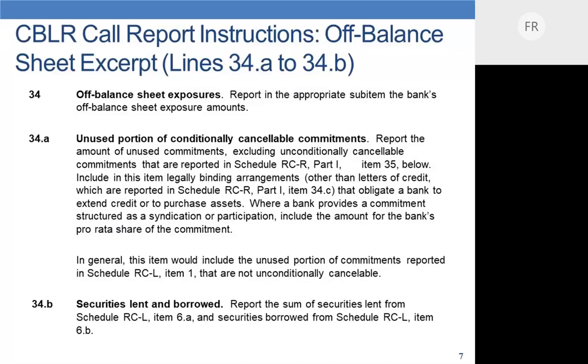So in line 34A, institutions would report the amount of unused conditionally cancelable commitments. In general, this item would include the unused portion of commitments reported in Schedule RCL Item 1 that are not unconditionally cancelable. The reason for that is because under the risk-based capital ratios, unconditionally cancelable commitments do not receive a capital charge and so are not included in the off-balance sheet exposure qualifying criteria in the CBLR. Then in line 34B, institutions should report the sum of securities lent and borrowed from Schedule RCL, Item 6A, and securities borrowed from Schedule RCL, Item 6B.